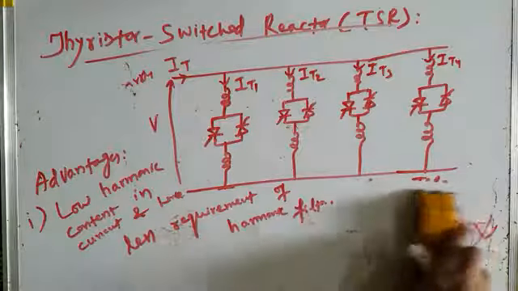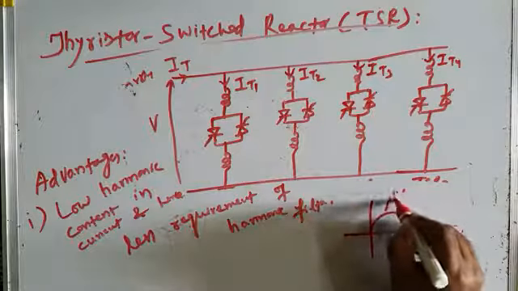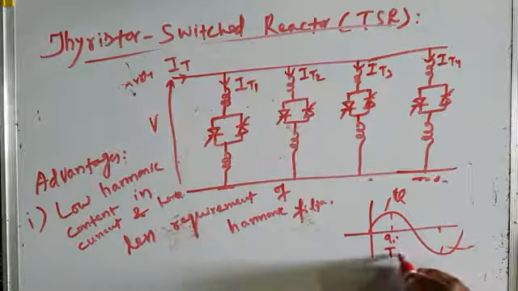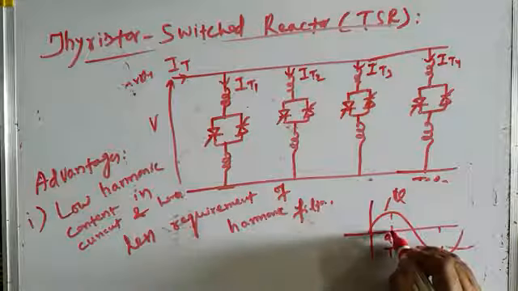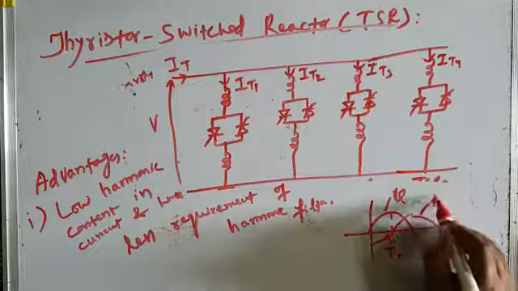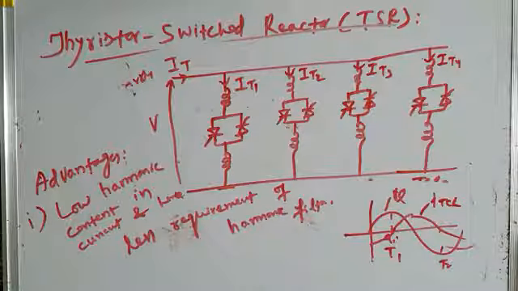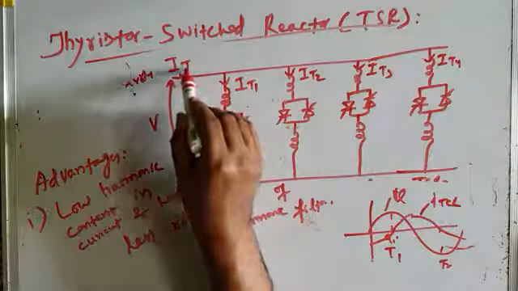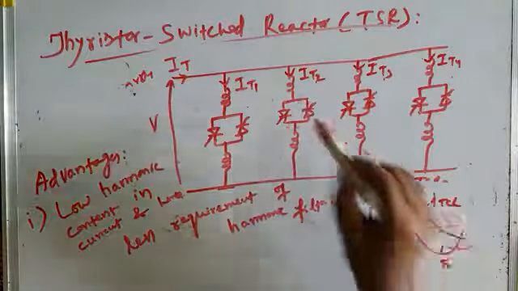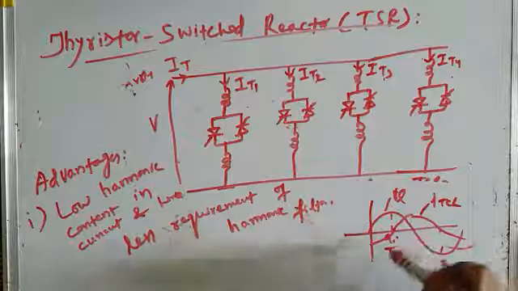On the other hand, the current drawn by TSR is always sinusoidal, because if this is the voltage, TSR always operates at 90 degrees. T1 is fired here, T2 is fired here, and current will be like this. This is TSR current. It is not discontinuous, it is continuous and it is sinusoidal. So therefore, majority of this current IT is IT2 plus IT3 plus IT4, and these currents drawn by these TSRs are not discontinuous, they are continuous and they are sinusoidal.